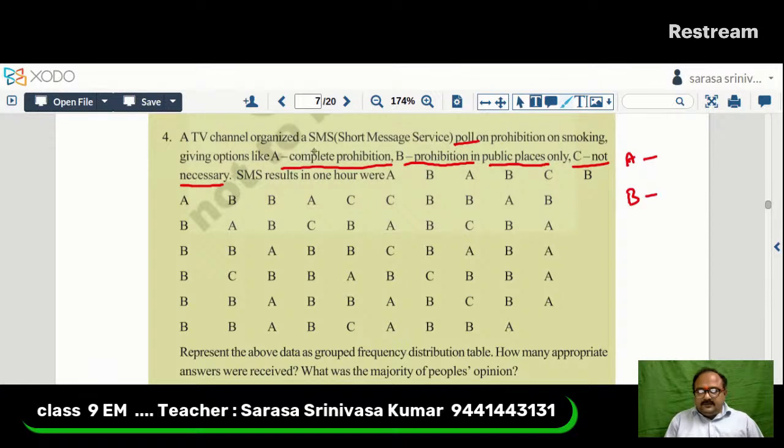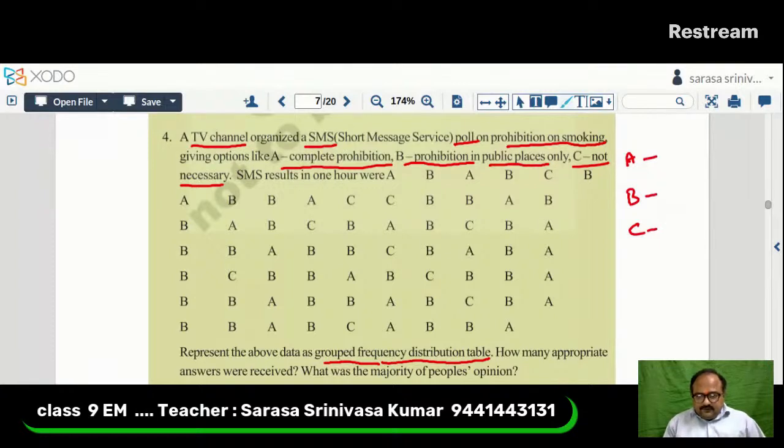A TV channel conducted a short message service poll on prohibition on smoking. Now let us see the given table, and they asked us to represent the above data as a grouped frequency distribution table. We have to prepare a grouped frequency distribution table.